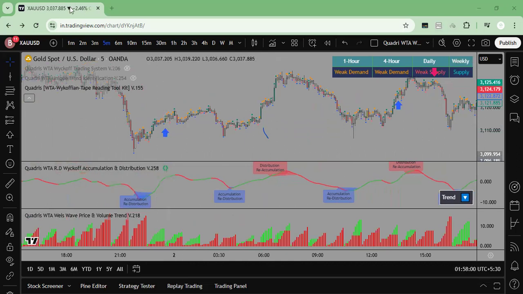Now you would ask, where is my stop? Stop is something very subjective, based on your trading style and your risk appetite. For some people, your stop would be here. Some people would place a stop over here. Some people would place a stop over here. Because again, it is subjective in nature. Everybody's risk appetite is different.